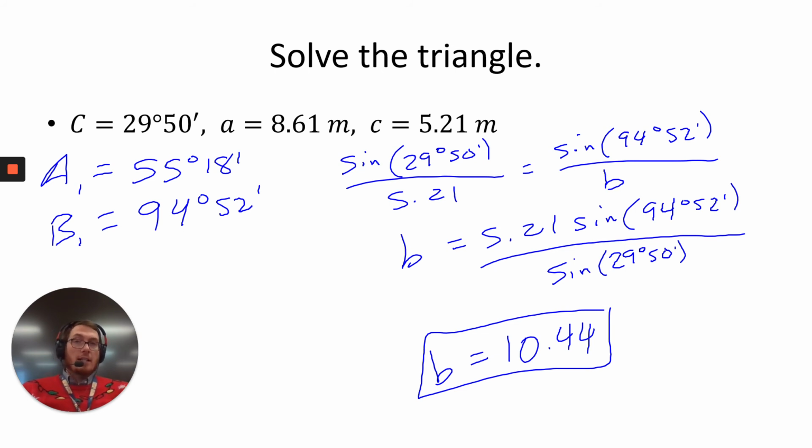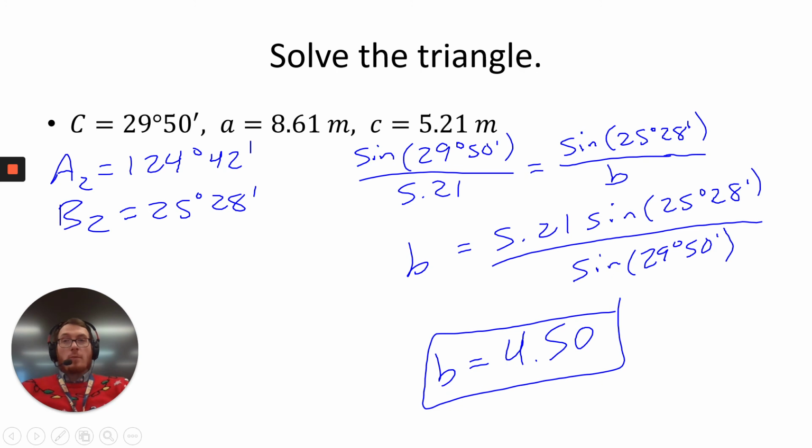Notice that this side length is bigger than the other two because that angle is an obtuse angle, so that makes sense in context of the question. The other A value I found was 124 degrees 42 minutes. I subtract the given angle and that answer from 180. I get 29 degrees 28 minutes.